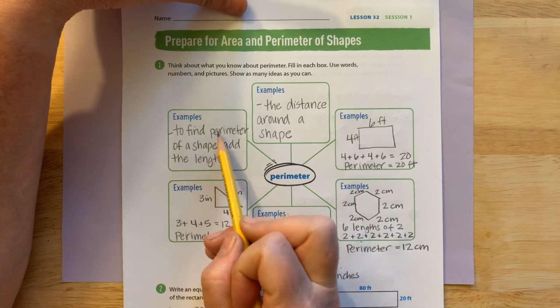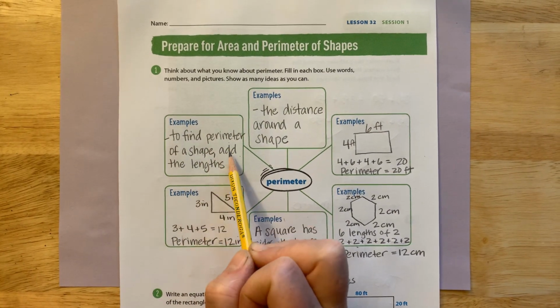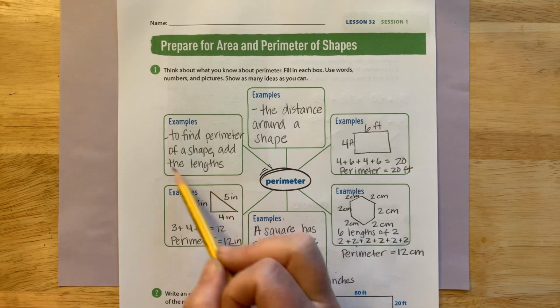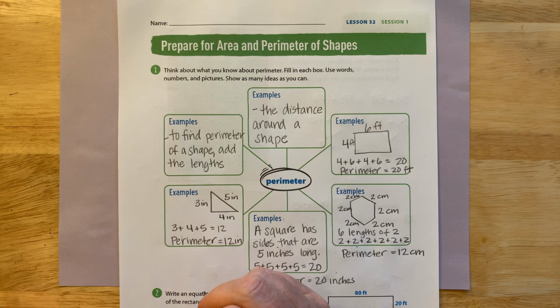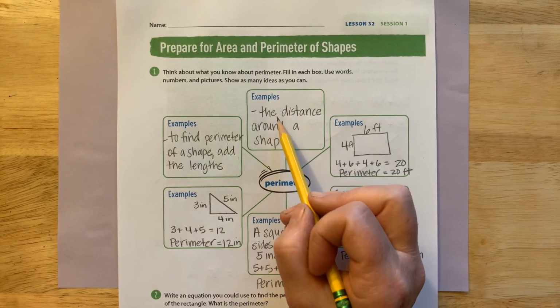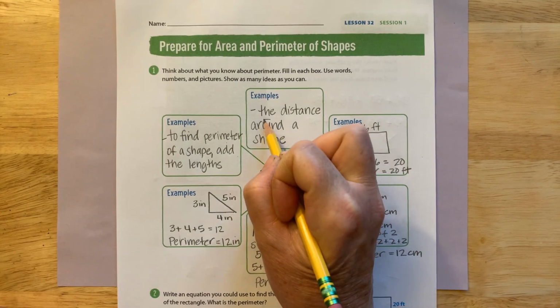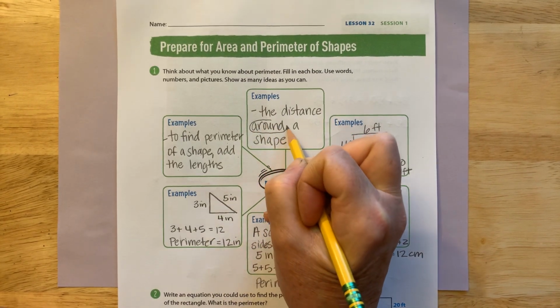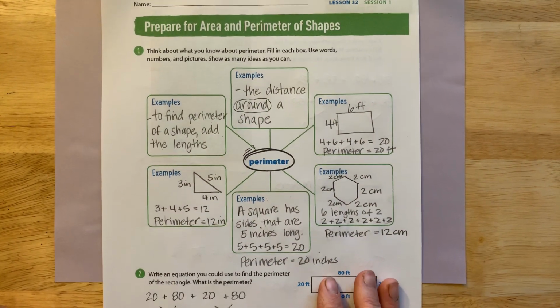Notice I started over here. I wrote down to find perimeter of a shape, add the lengths. So if you have somewhere in there telling us how to find perimeter, then you've got the right information. In this one, I wrote perimeter is the distance around a shape. I can even draw a circle around the shape, so I remember to go around the shape. And then I have some examples.